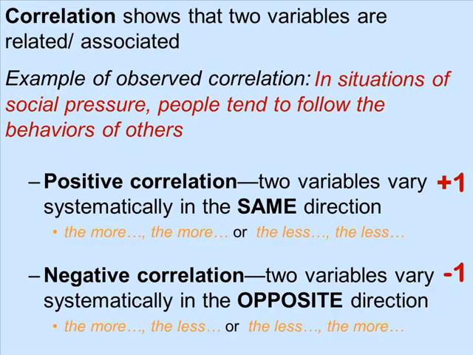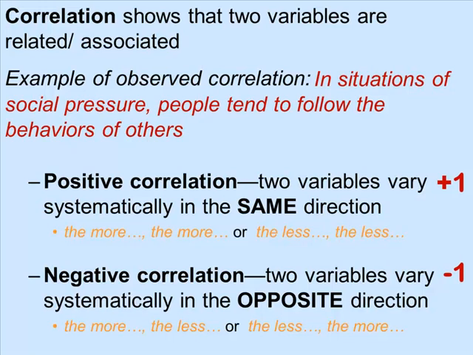Now, using our example, in situations of social pressure, people tend to follow the behaviors of others. Is it a positive or a negative correlation? If we paraphrase it a little, we could say, the more social pressure people experience, the more likely they are to conform. So obviously, it's a positive correlation, right? The more means that our variables vary in the same direction. In other words, as values for our first variable, level of social pressure, increase, so do the values for our second variable, level of conformity.